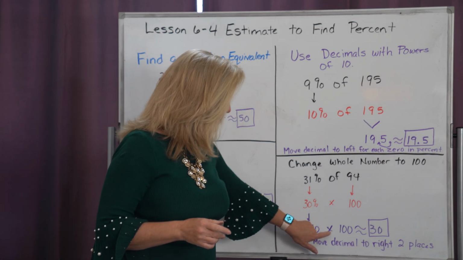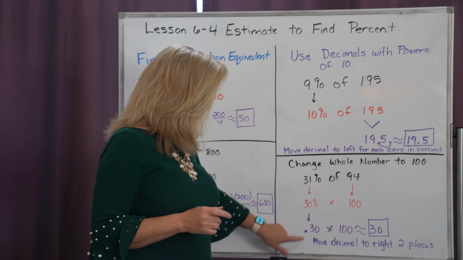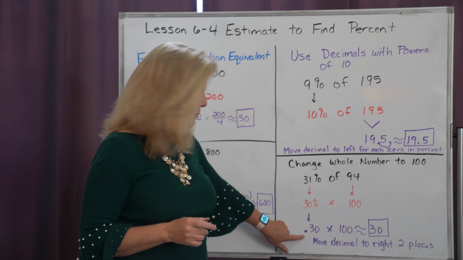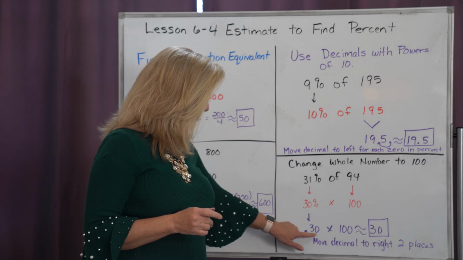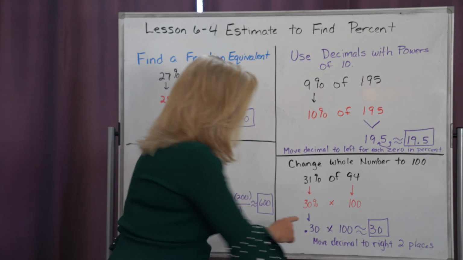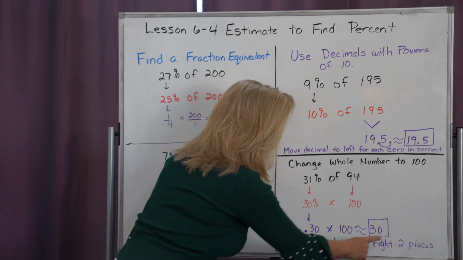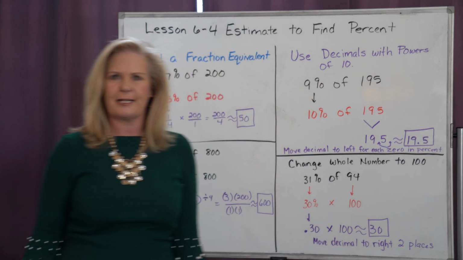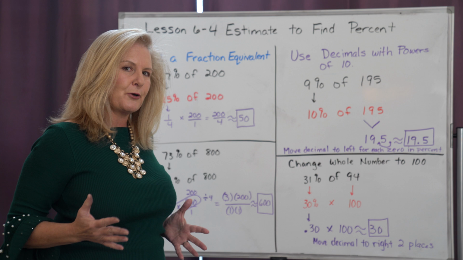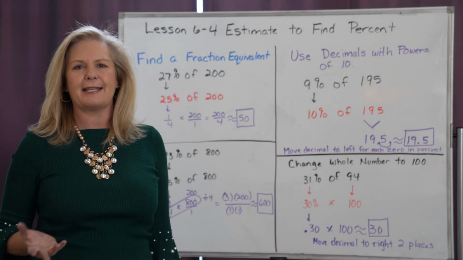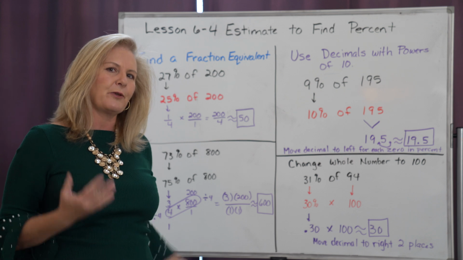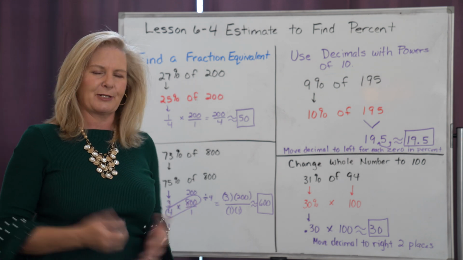Now, whenever I multiply by 100 and I've got a decimal point, all I'm doing is moving the decimal point to the right 2 places. So when I move it to the right 2 places, I just get 30. So these answers are close, they're not exact, but those are several good ways to use estimation with fractions and decimals for percents.